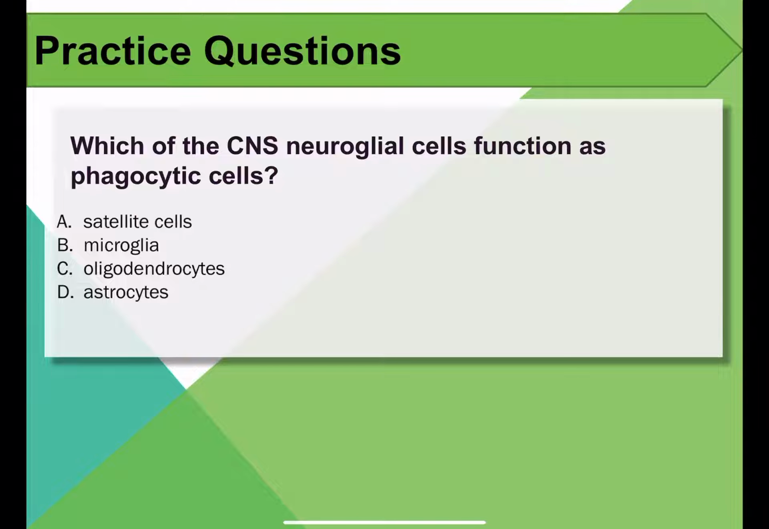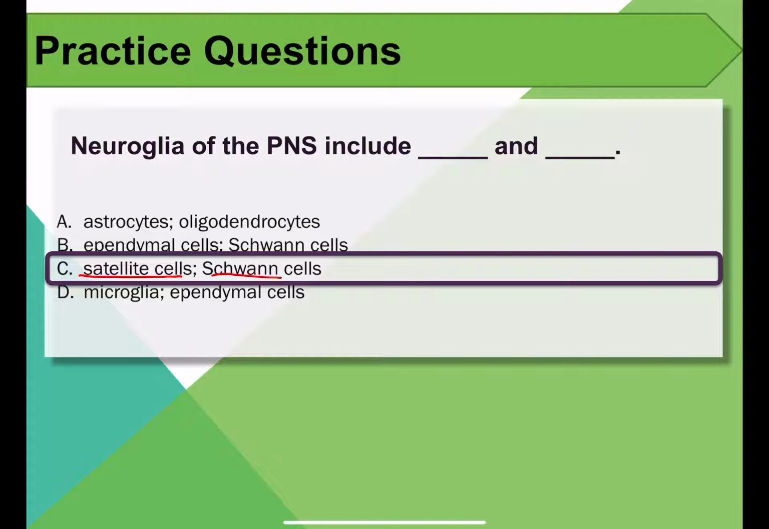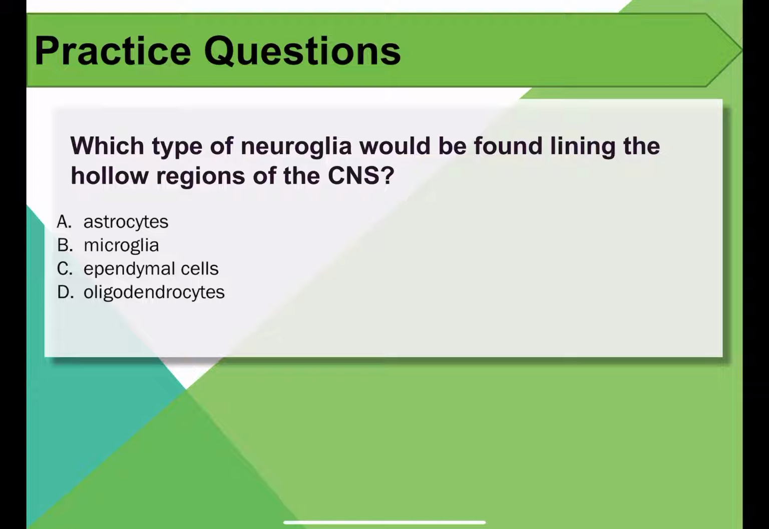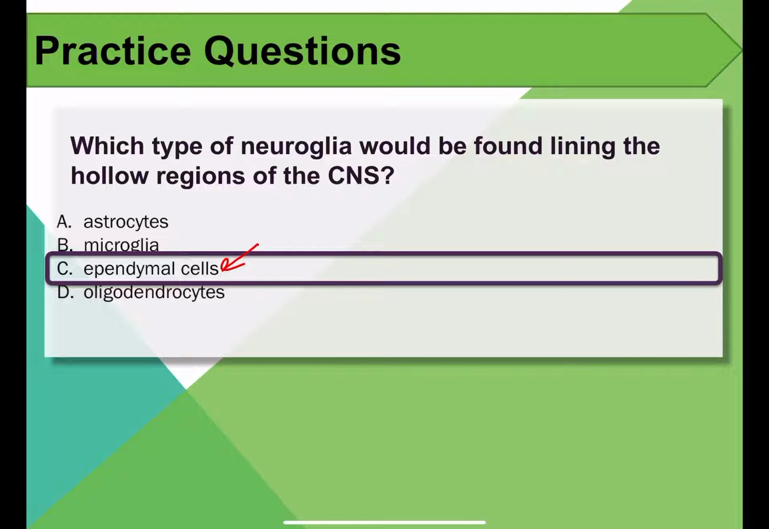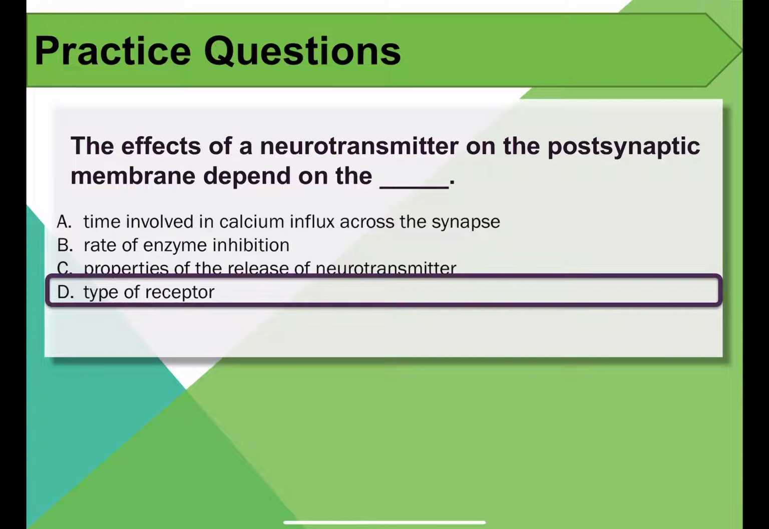Which of the central nervous system neuroglial cells function as phagocytic cells? Microglia. Neuroglia of the peripheral nervous system include just two types of cells: satellite cells and Schwann cells. Both start with S, so that's an easy way to remember. Which type of neuroglia would be found lining the hollow regions of the central nervous system? Ependymal cells. Remember, those are the neuroglia responsible for producing cerebrospinal fluid and circulating it around the central nervous system.